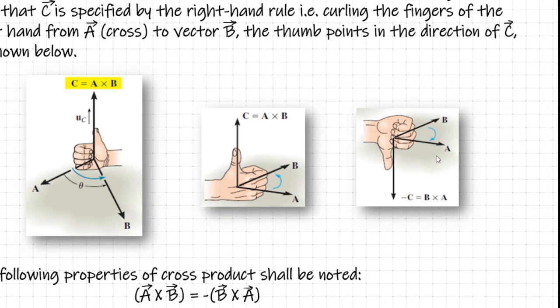Now here is a case where we are performing, for the same vectors, not A cross B, but B cross A. Look here, for B cross A, we have to move from B to A, so we have to curl the fingers in the clockwise direction. When you curl the fingers of your right hand in the clockwise direction, you find that the thumb points downward. So B cross A is minus C. Here we find that A cross B and B cross A have the same magnitudes, but their directions are exactly opposite. One is directed vertically upward and the other vertically downward.